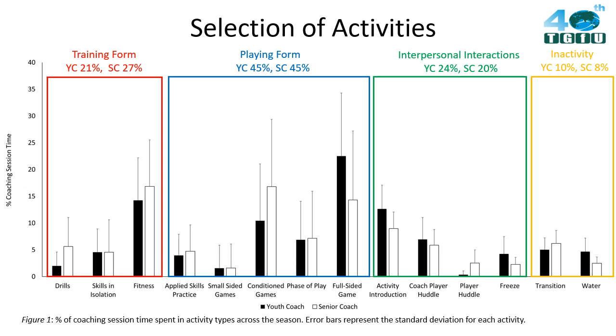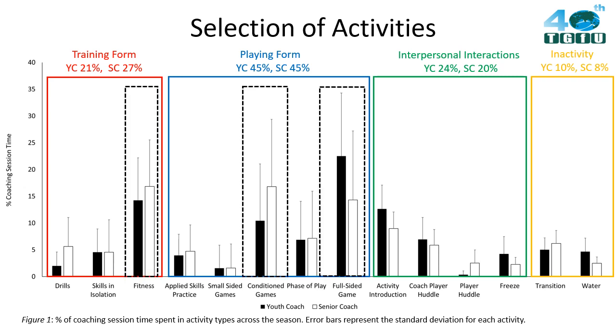10% and 8% of coaching session time in inactivity respectively. It is impossible within the limits of this presentation to discuss all aspects of the coach's complex and holistic on-field practice. However, the time use analysis shows that the coaches use a broad range of activities. Fitness, condition games and full-sided games are the primary activities utilised, while drills, skills in isolation, applied skills, small-sided games and phase of play are utilised as supplementary activities.